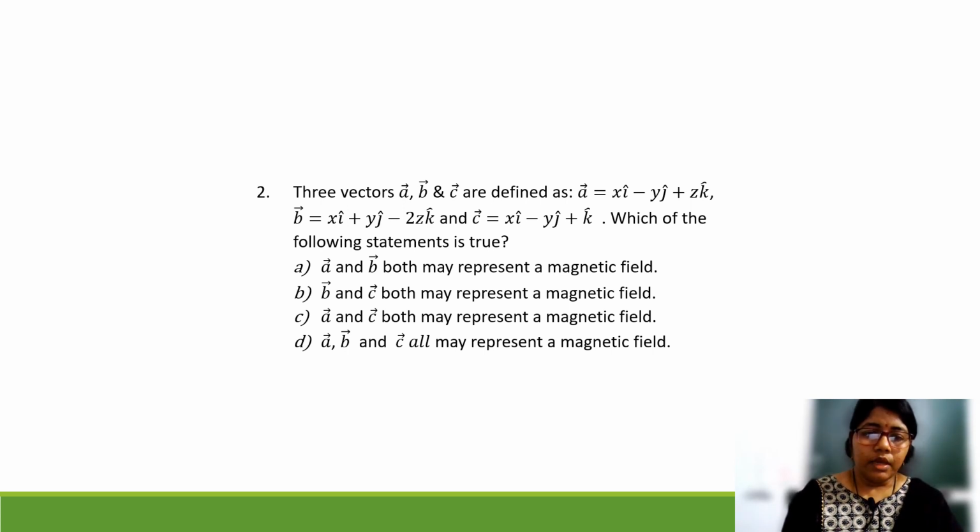A. A and B both may represent a magnetic field. B. B and C both may represent a magnetic field. C. A and C both may represent a magnetic field. D. A, B, C all may represent a magnetic field. Now, question number 3.